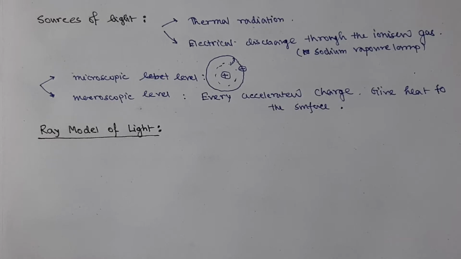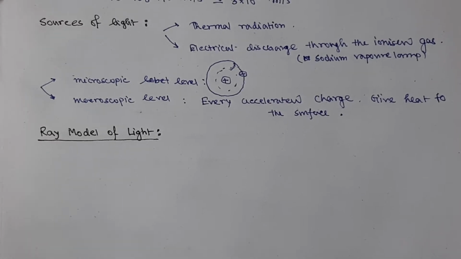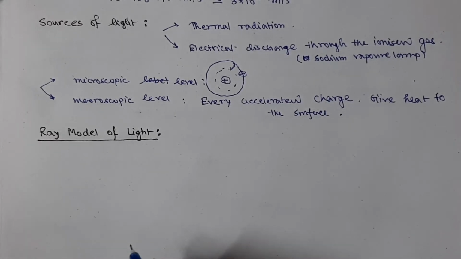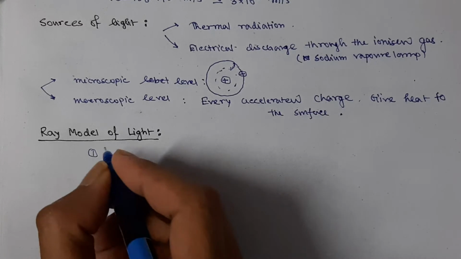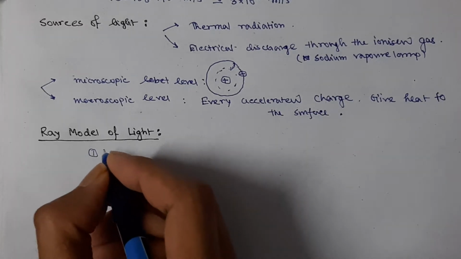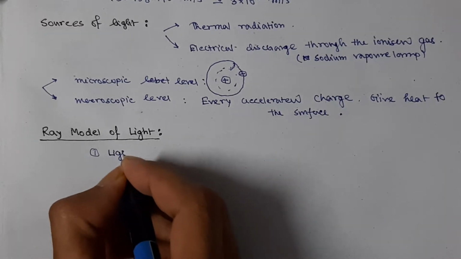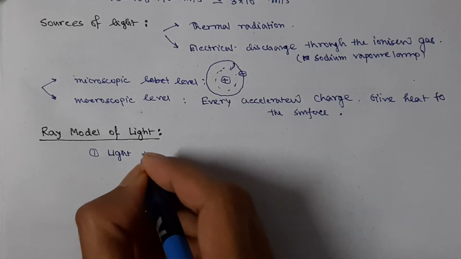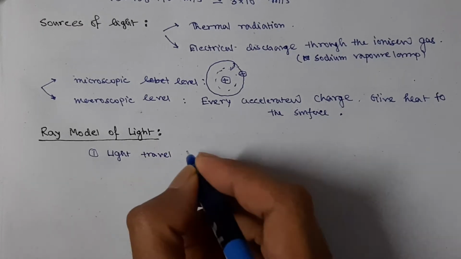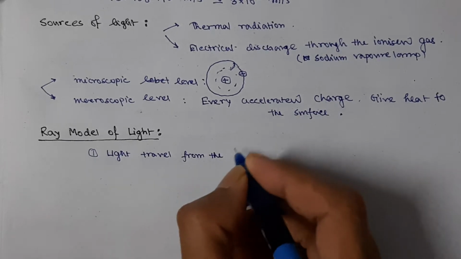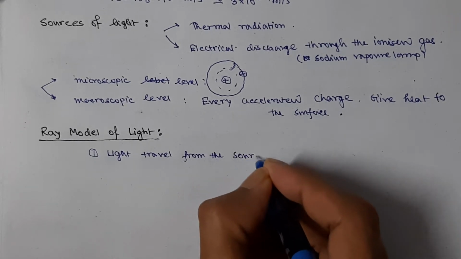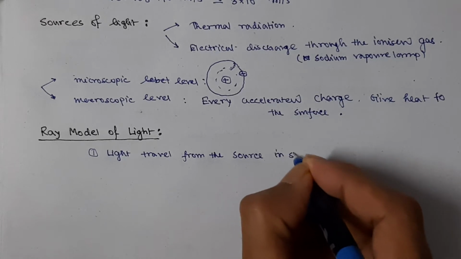Okay, as we learn about geometrical optics, we have to learn the ray model of light. In the ray model of light we make some simple assumption, that light travels from the source in a straight line.